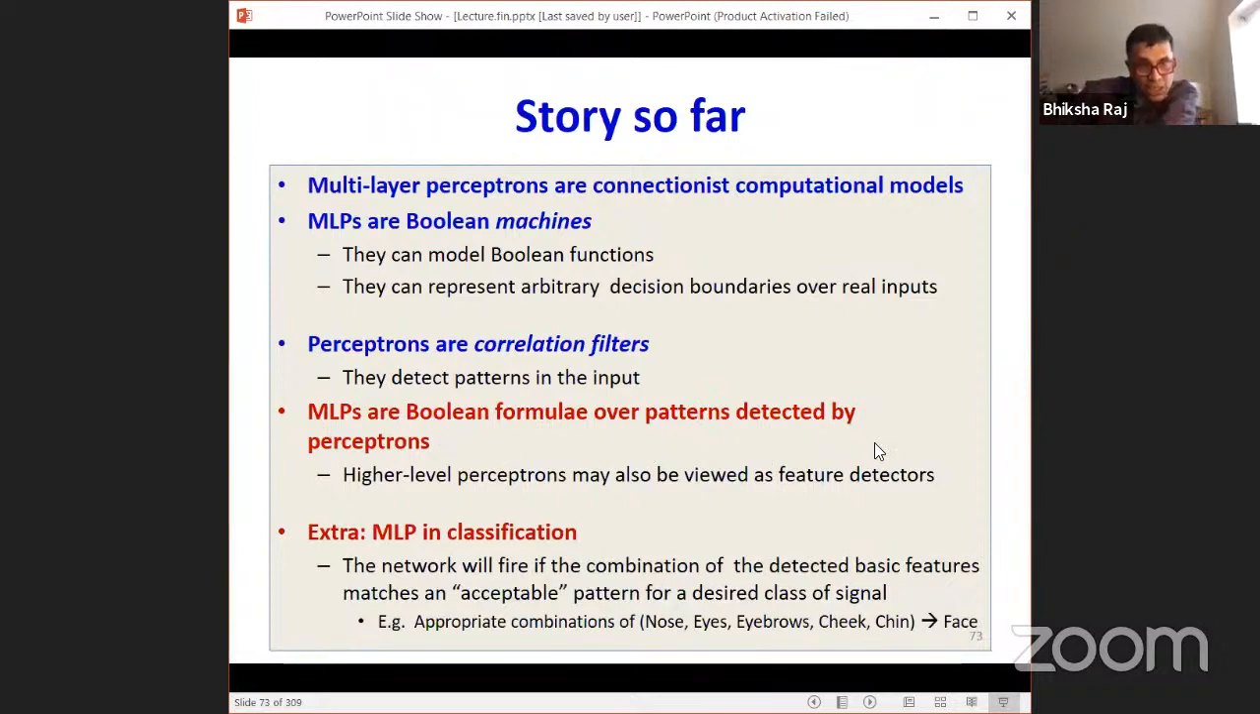Adding to what we've seen so far, perceptrons are correlation filters. MLPs are Boolean formulae over patterns detected by the perceptrons, where the higher level perceptrons may also be viewed as feature detectors. And in classification, the network will fire if the combination of the detected basic features matches an acceptable pattern for a desired class of signal.